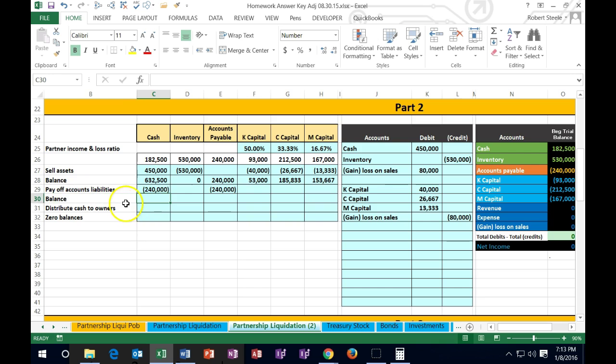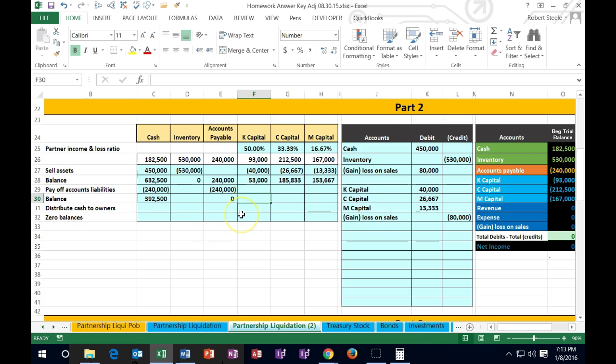So let's do that calculation then. We're going to say this equals and point to the 632.5 plus, and note that this is a negative number. So we're going to say plus that negative number, which is a subtraction problem, bringing us down to the 392.5. We're going to do the same thing over here in E. We're going to say this equals, point to the 240 plus this negative number, and that'll bring it down to 0.